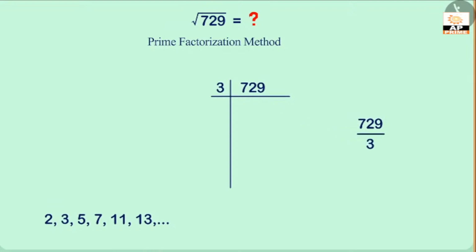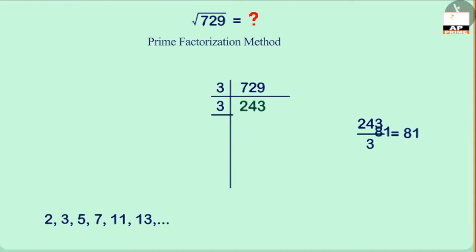Dividing 729 by 3 gives us 243. Write it below 729. Now find the smallest prime number that divides 243 completely. That is 3. Write 3 in the first column of the second line. Dividing 243 by 3 gives 81.